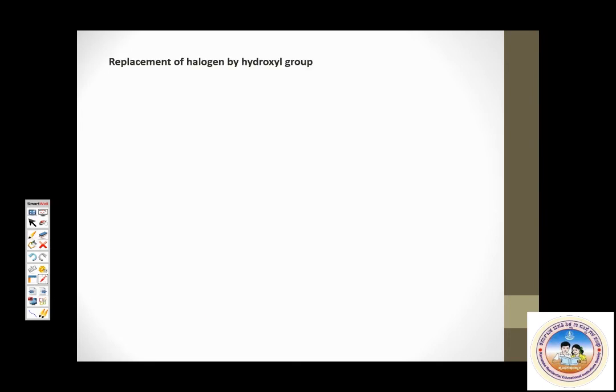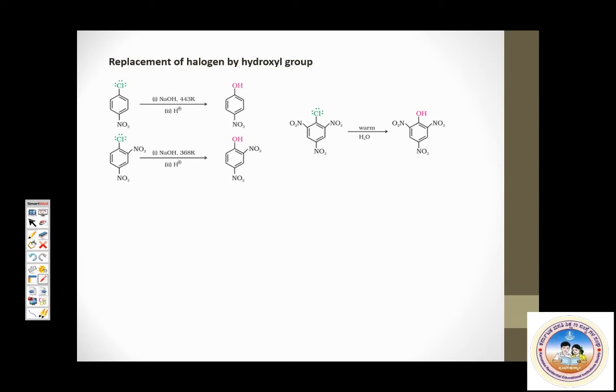Replacement of hydroxyl group. So what are these drastic conditions? You can treat chlorobenzene with sodium hydroxide under high temperature and high pressure, called Dow's process. That is one method. Or you can introduce electron withdrawing nitro groups. See this? Nitro groups are strongly electron withdrawing. So they will favor nucleophilic substitution reactions.